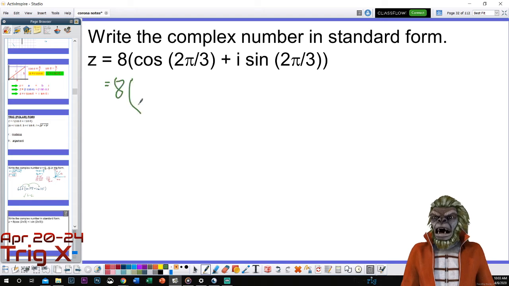So I'm going to copy that 8 down. I'll have a plus sign, and I know there will be something with an i over here. So cosine of 2 pi over 3. I know that 2 pi over 3 has a reference angle of pi over 3. So what's the cosine of pi over 3?